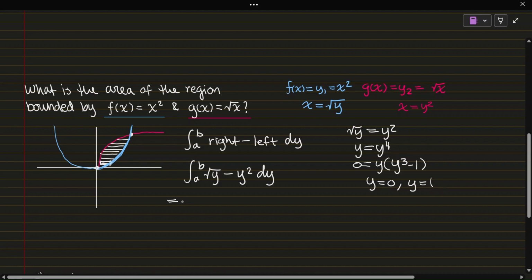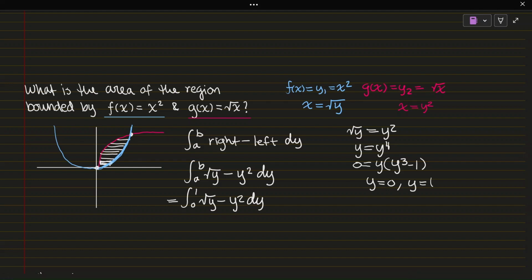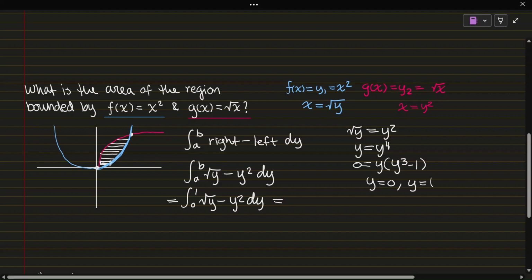So this integral becomes the integral from 0 to 1 of the square root of y minus y squared dy. And if we compute this integral, it's the same as the integral we had before, but now it's just with respect to y, and we will end up getting, again, 1/3. So we can do it either way.